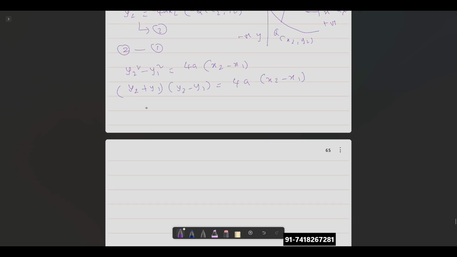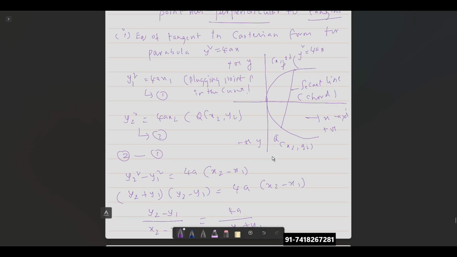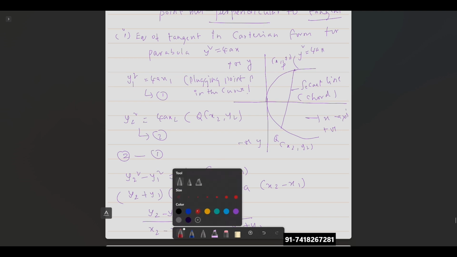So if you keep y2 minus y1 on this side and bring this x2 minus x1 on the left hand side, you will have 4a by y2 plus y1. So the process, how do you see, we have the line. Someone can draw a line passing through 2 points. It's very easy. So in order to get the tangent, you should have only one point. So let us say we are going to draw the tangent at this point.